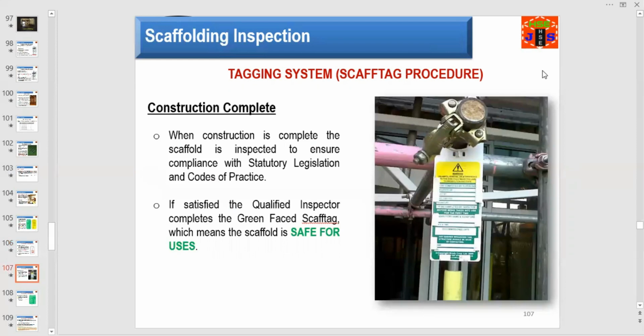Once the construction of the scaffold is completed, what to do? When the construction is completed, the scaffolding structure is inspected to ensure compliance with statutory legislation and codes of practices. If satisfied, the qualified inspector completes the green face scaff tag, which means the scaffold is safe for use, and this is the shape of safe for use scaff tag.